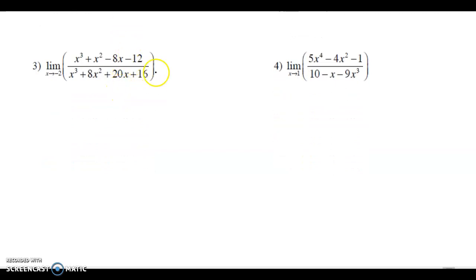All right. For number 3, same idea. We're going to evaluate at -2. You can plug this in. You're going to get 0 and 0, so I can use L'Hopital's rule. Now again, you could factor that, but factoring cubics, not the most fun.